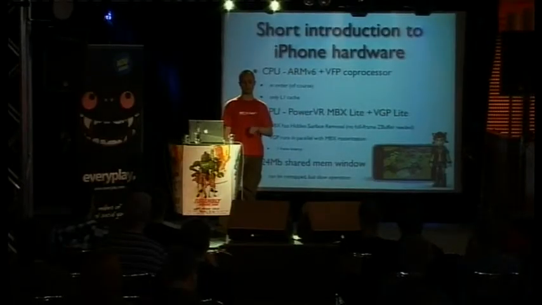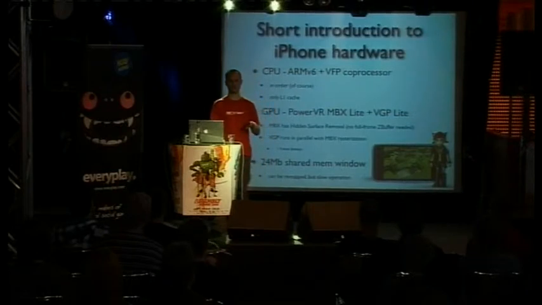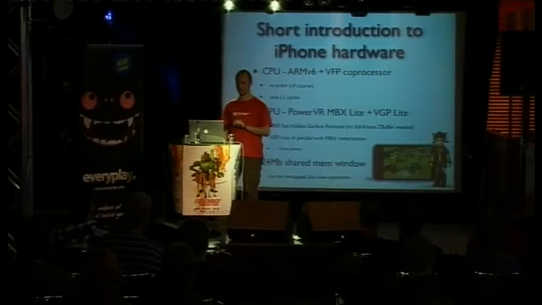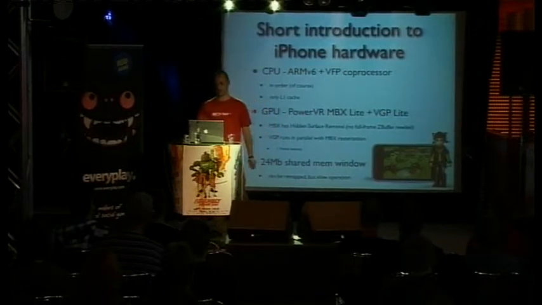And on the GPU side, we have a PowerVR MBX Lite with the VGP Lite. MBX Lite is a rasterizer, and the VGP is the thing which can actually execute the vertex shaders. So it transforms vertices, though you don't have access to the vertex shaders via OpenGLES right now.